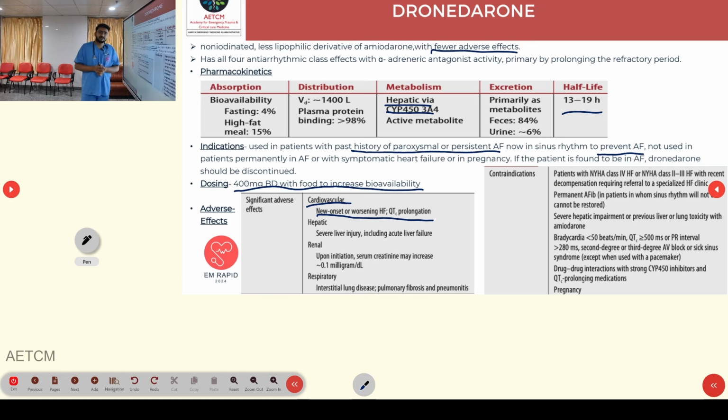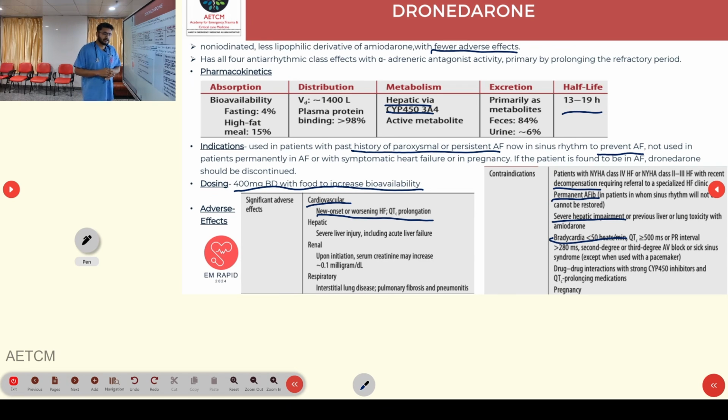Respiratory wise, it causes similar side effects of pulmonary fibrosis, pneumonitis, ILDs. It is contraindicated in patients with decompensated heart failure, and also in permanent atrial fibrillation patients, severe hepatic impairment, or previous liver or lung toxicity with amiodarone. Also in patients with bradycardia less than 50 beats per minute, prolonged QTc or prolonged PR interval, that is the blocks or the bradycardia patients or the patients who can go into torsades de pointes. These patients will have to avoid the use of this dronedarone.